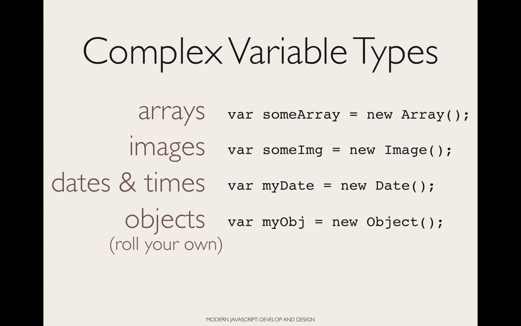With arrays and images, dates and times, and also objects, you can create or roll your own objects, which is very, very cool. So with these, you tend to use these longer forms, and this is just one way of doing it. I'll show you some shortcuts later on of creating arrays and images, dates and times, and objects as complex variable types.